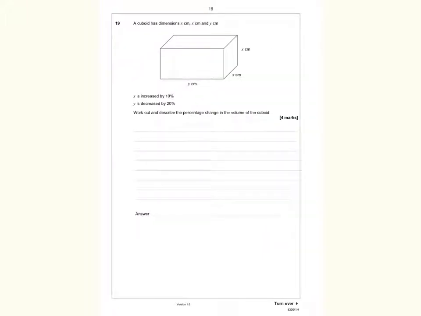Okay, question 19: a cuboid has dimensions x centimeters by x centimeters by y centimeters. x is increased by 10%, and y is decreased by 20%. Now, to increase anything by 10%, you times it by 1.1. So we can say that these lengths here have both been multiplied by 1.1. Now, if you write 1.1 anywhere, or the 0.8 anywhere, you get your first mark. So this would be 0.8 here. So 0.8 of y, I should have said.